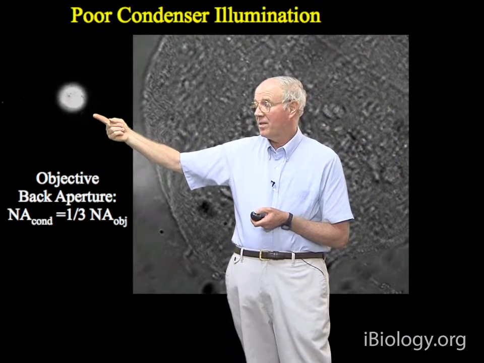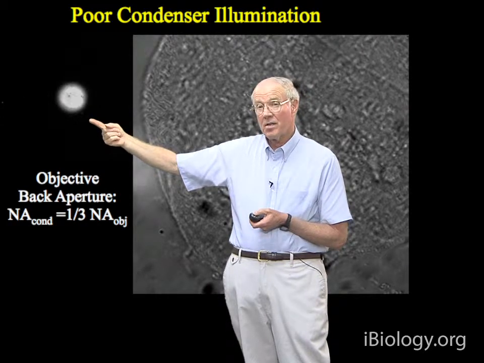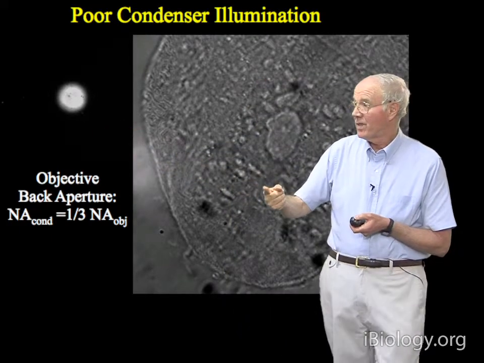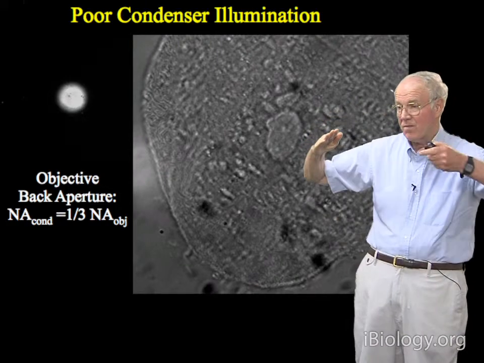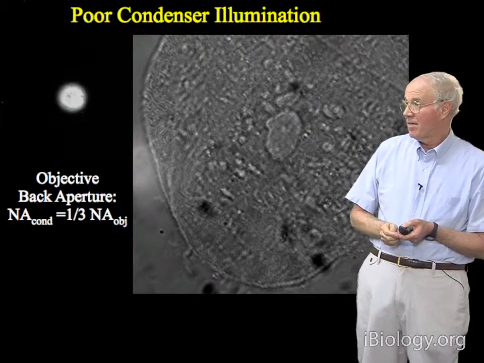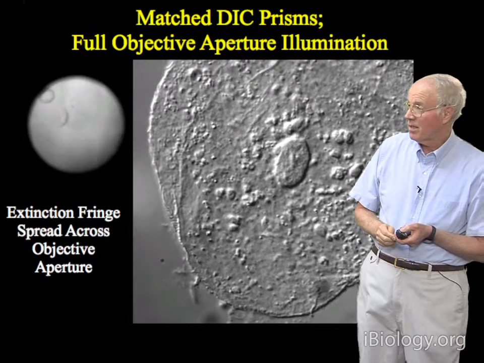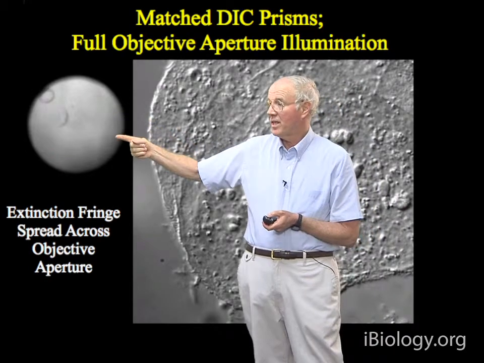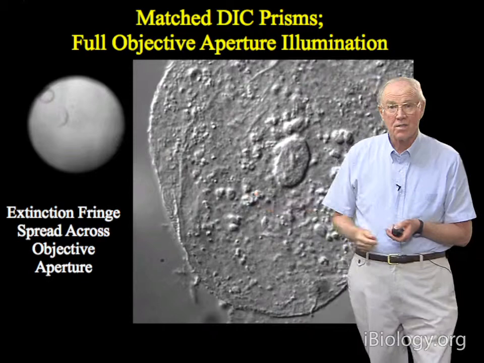But we haven't opened up the condenser diaphragm plane in order to match the numerical aperture of the objective. And so we get very poor image quality because we're not getting good oblique illumination that you get from high NA illumination from the condenser. And then here we've got a nice match of both the prisms as well as a fully illuminated objective aperture. And now we get this really nice high-resolution image of my cheek cell.